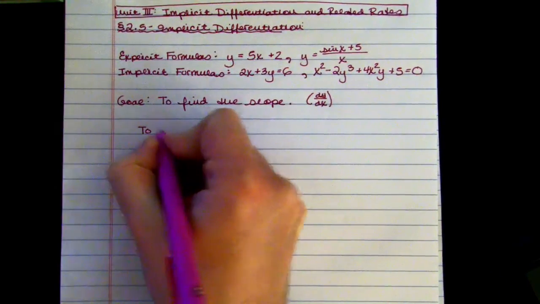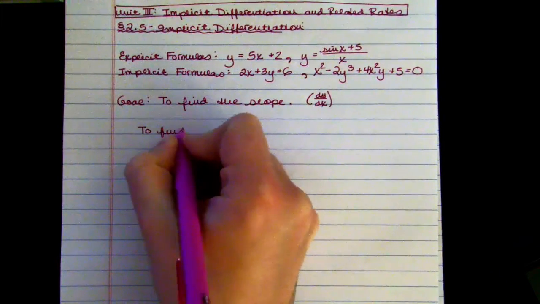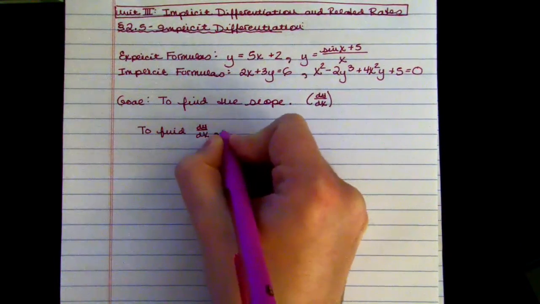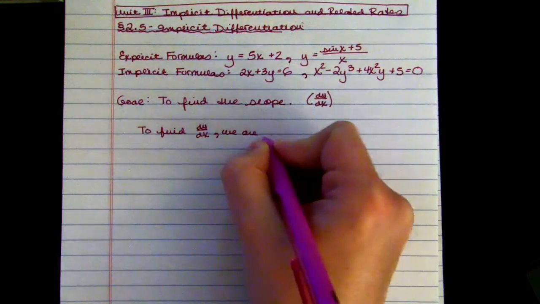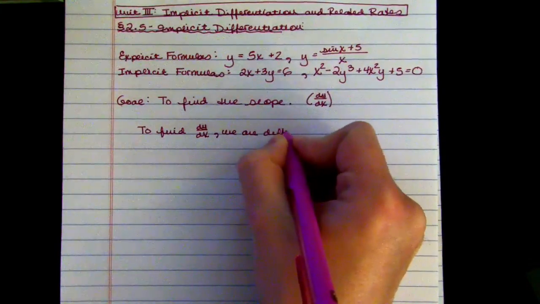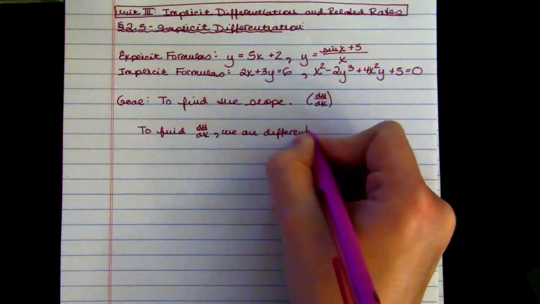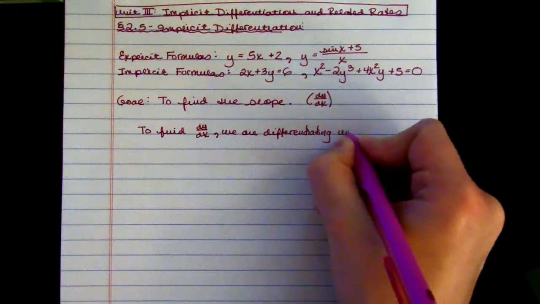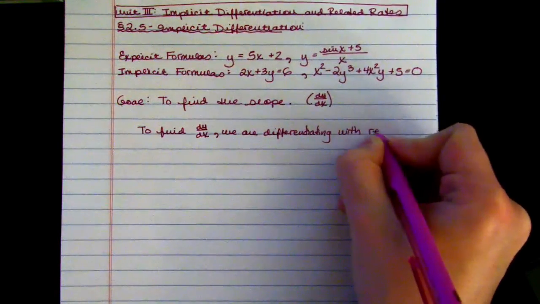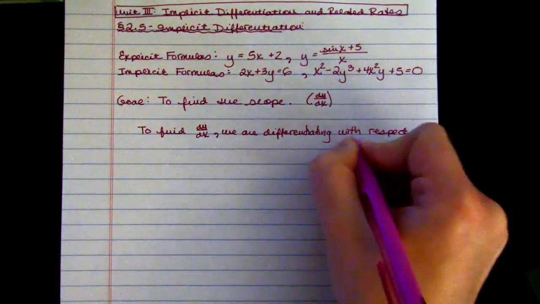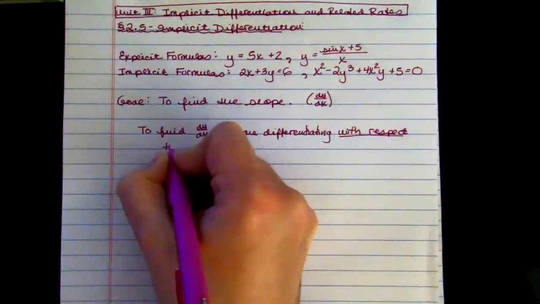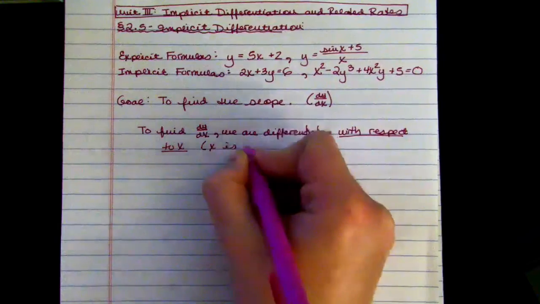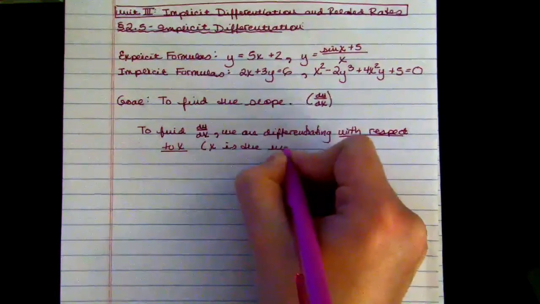First idea, to find dy dx, we are differentiating, finding the derivative. We are differentiating with respect to x. Which is a fancy way of saying x is the independent variable.